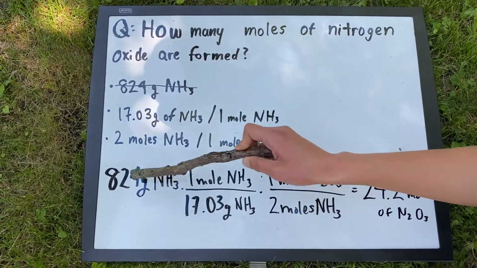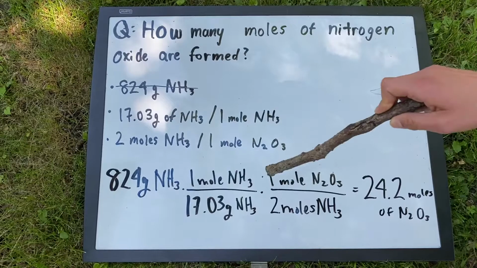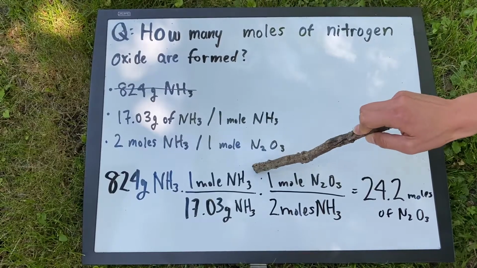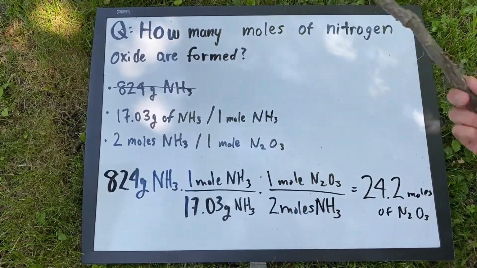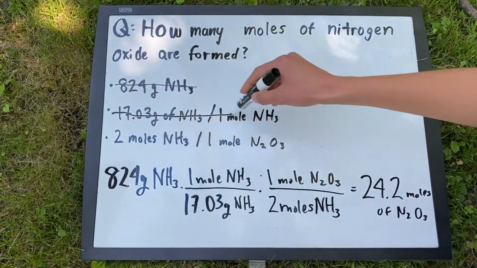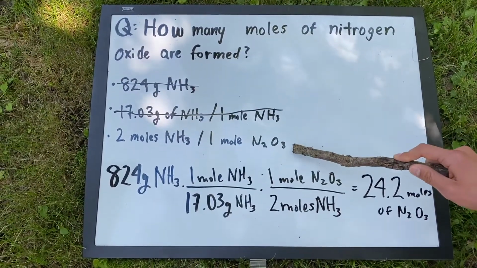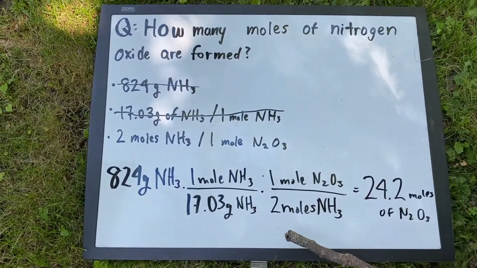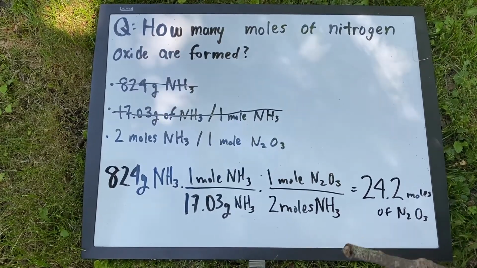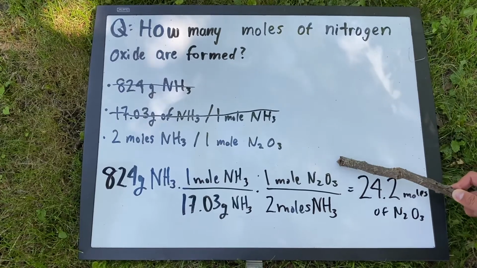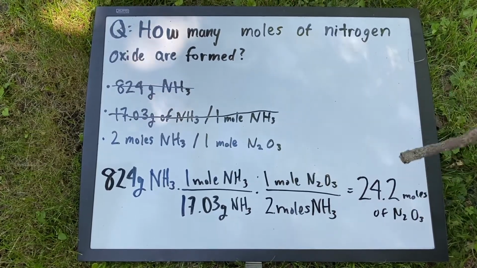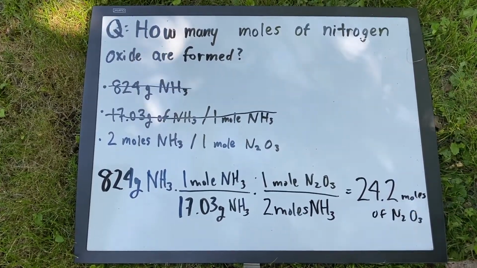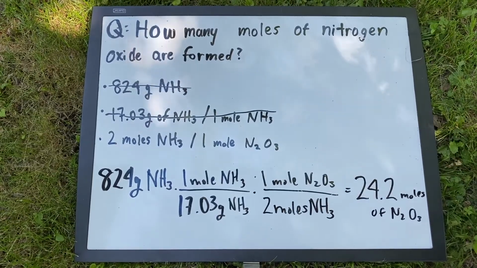We have to make sure that we can cross out the units. So we put 17.03 grams of ammonia on the bottom per 1 mole of ammonia. And again, you stop and ask yourself, after this known was used, which known is left? So we have 1 more known left. And then rearranging it so that we can cross out the moles of ammonia, we put 2 moles of ammonia on the bottom with 1 mole of nitric oxide on the top. At this point, we look back at our question, and the question is asking how many moles of nitrogen oxide are formed. It looks like we are ending up with this nitric oxide in the end.